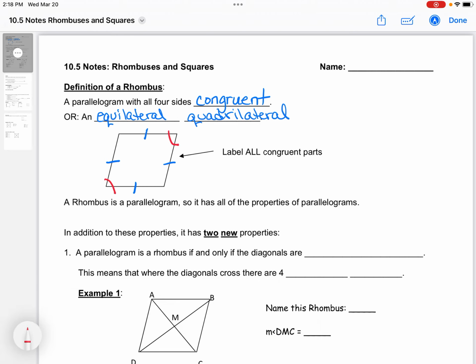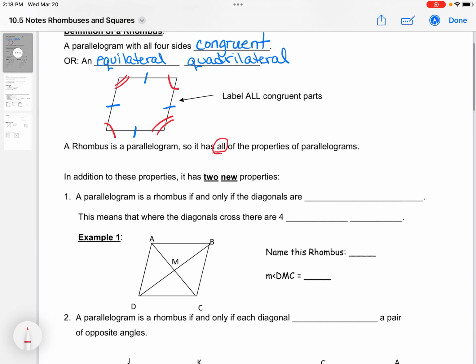The angles are not all congruent to each other. Those guys are congruent, and these guys are congruent. So it has all the properties of the parallelogram. The other thing it has is that the diagonals are perpendicular. So when the diagonals cross, there are 4 right angles.